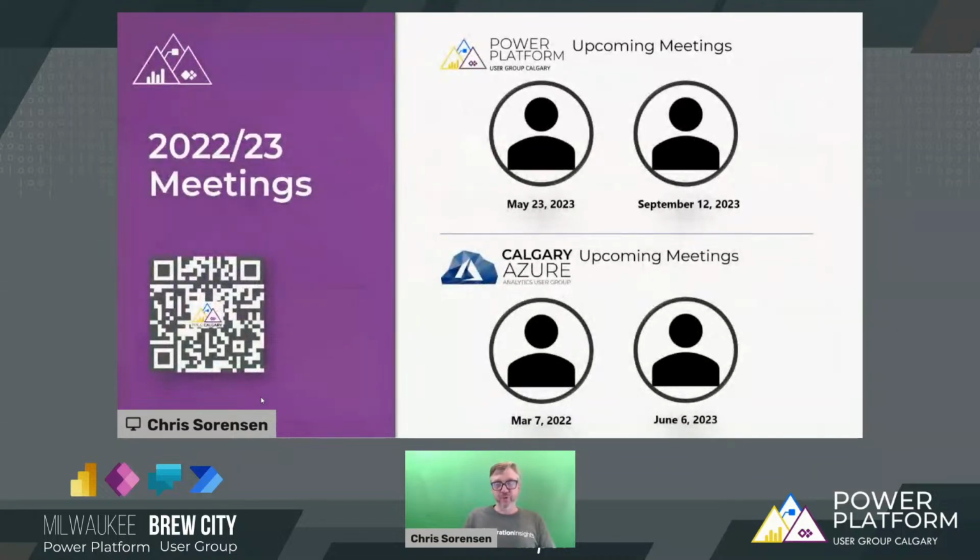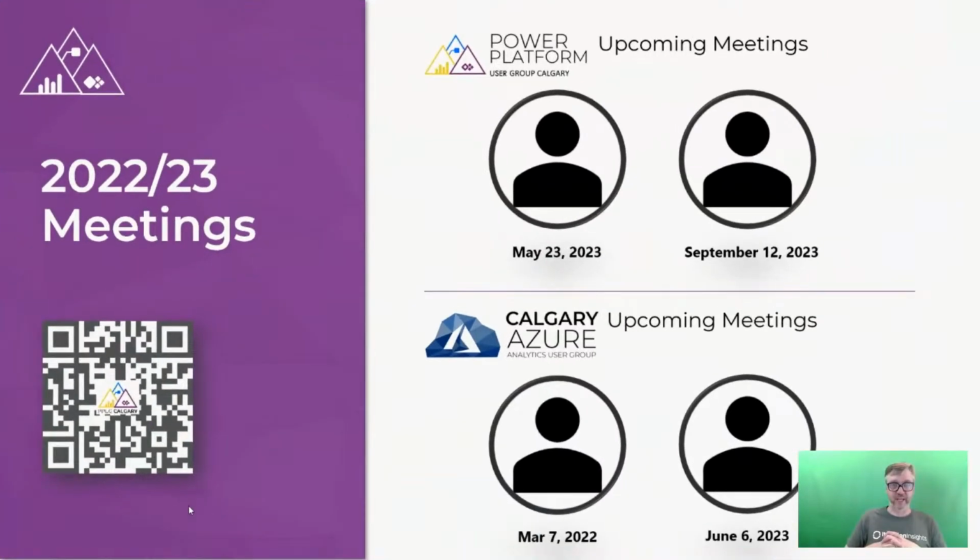And just to let people know when the next meetings are, the next Calgary Power Platform user group meeting is going to be May 23rd. And then after that is all the way into September. So we do these every quarter, as we mentioned before, if you've been on the calls in the past. We also run the Calgary Azure Analytics user group. The next meeting is March 7th, and it says 2022 on there, but that should say 2023, a typo on my part. And then June 6th, 2023, before we take a break for the summertime.